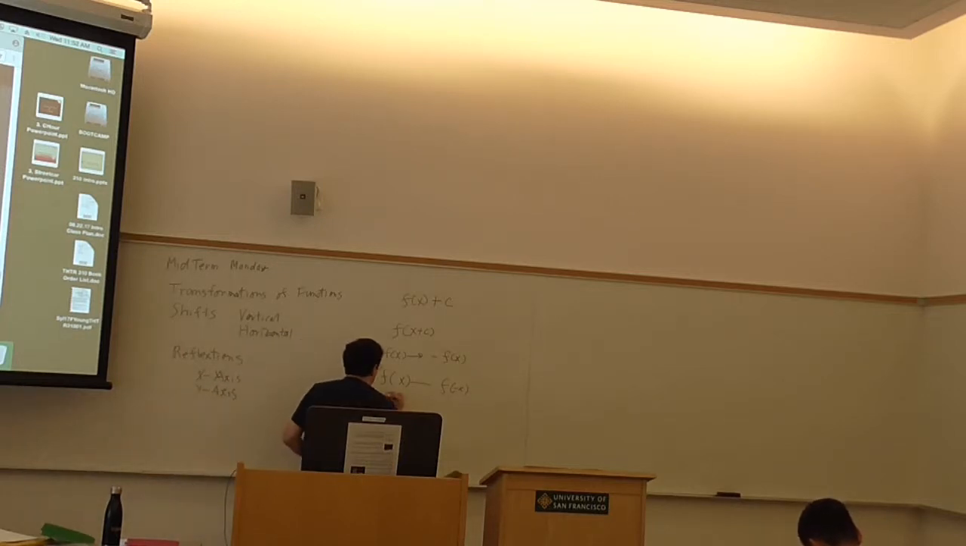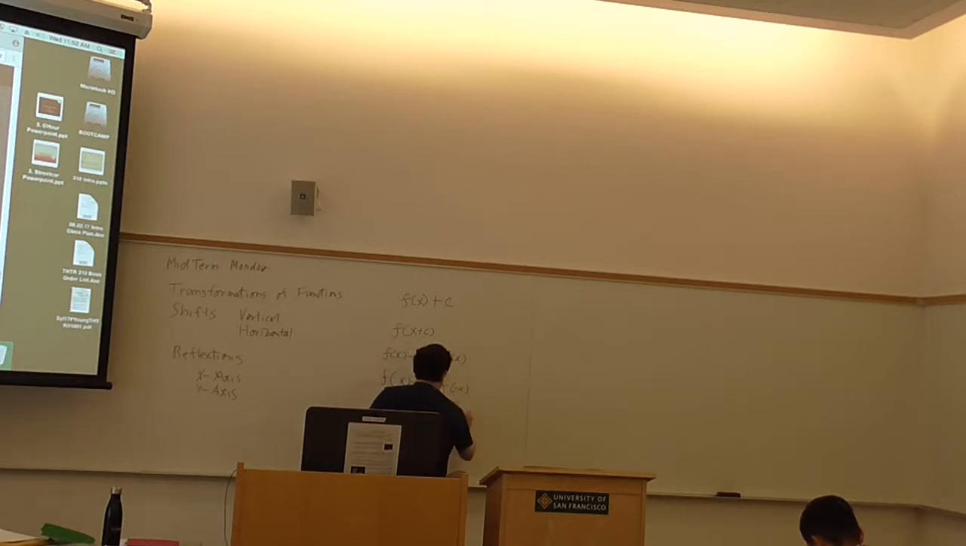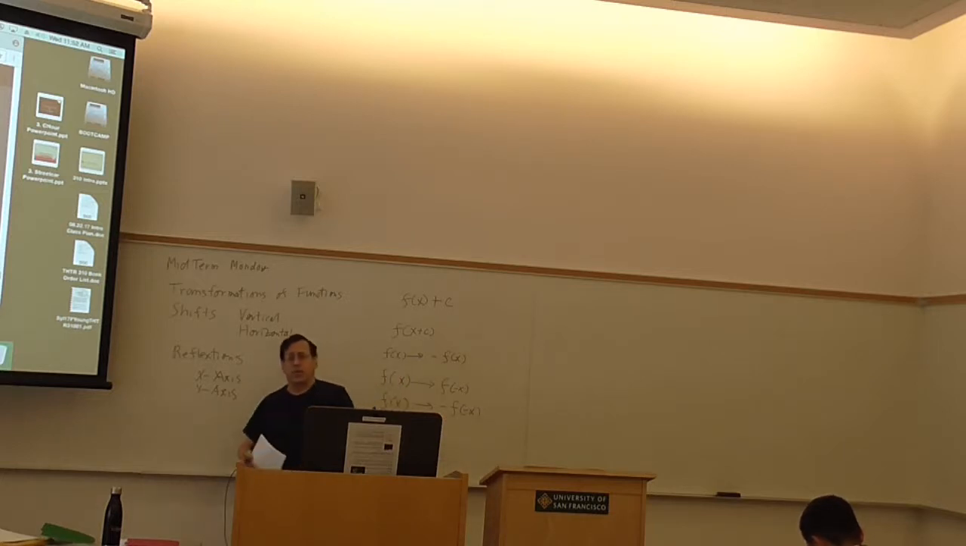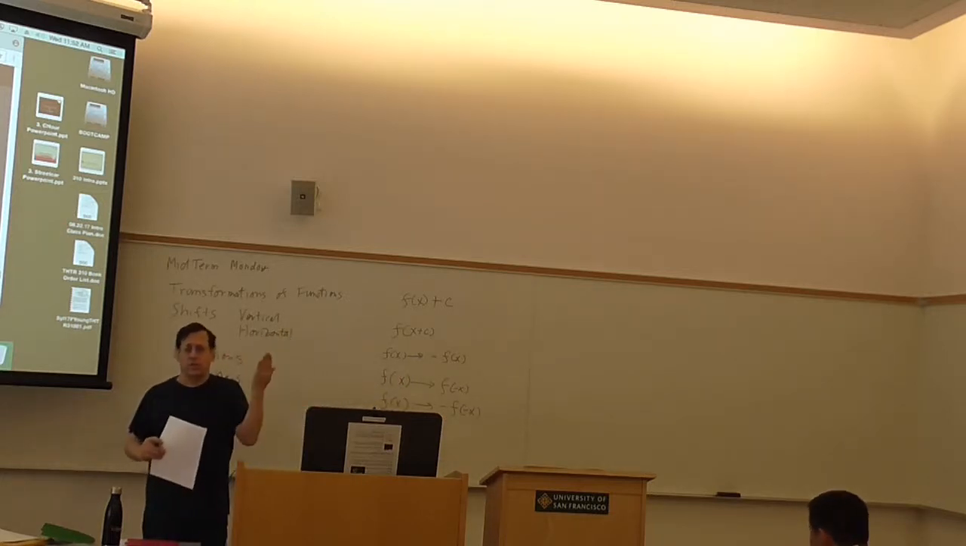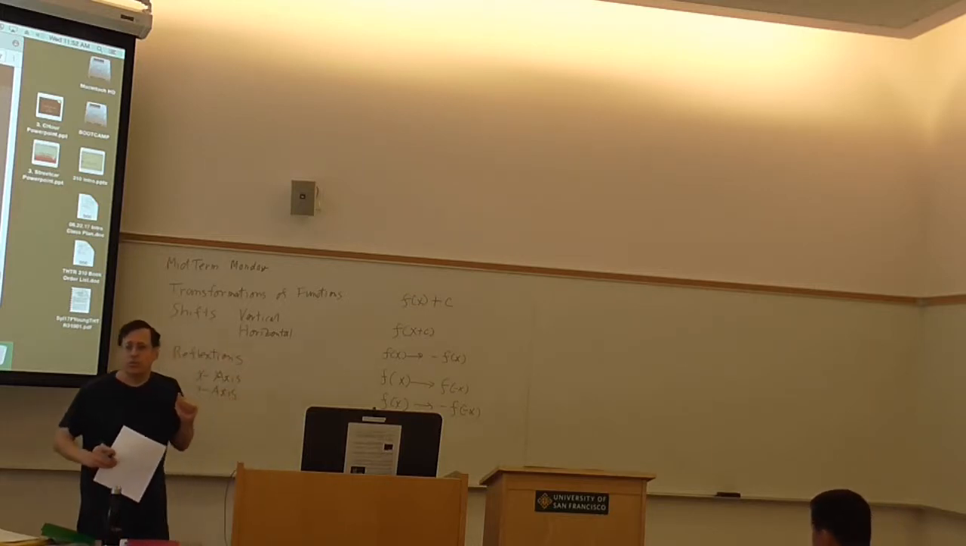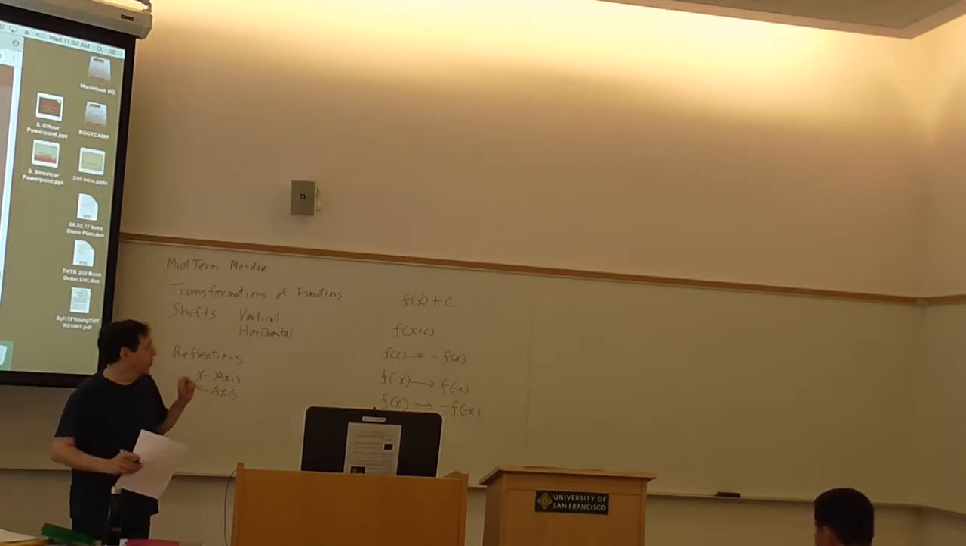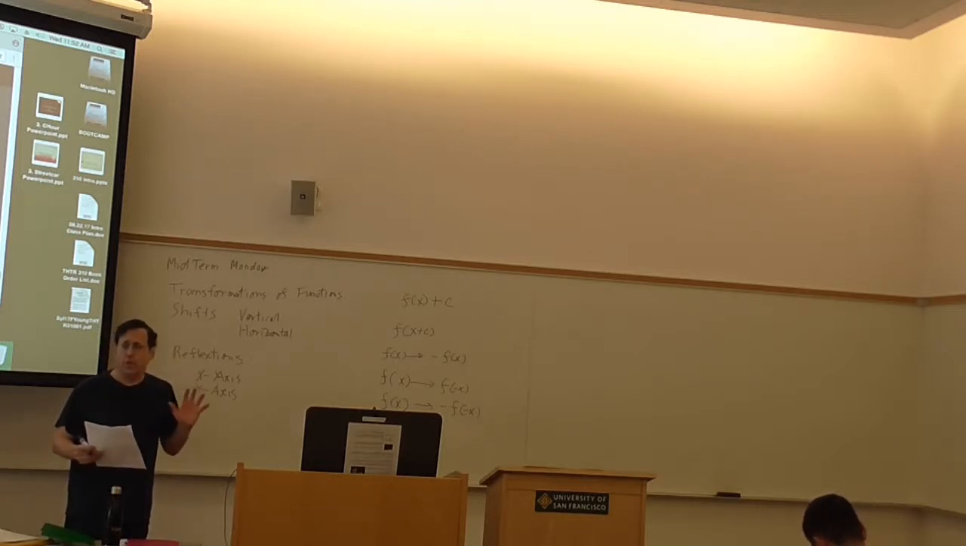And of course I could do both. I could take f of x to minus f of minus x. That reflects it over both the x-axis and the y-axis. The result is you get a reflection over the origin. Okay, so that's where we're going to start.